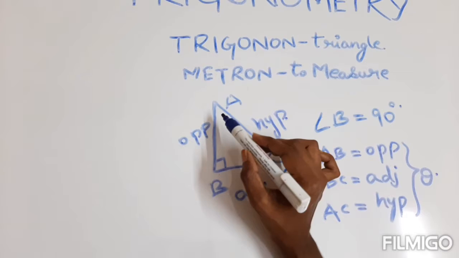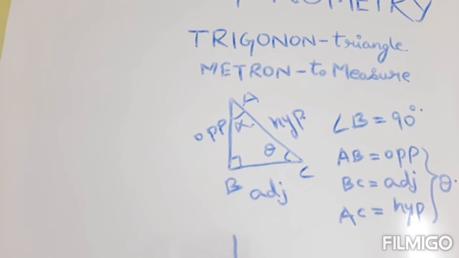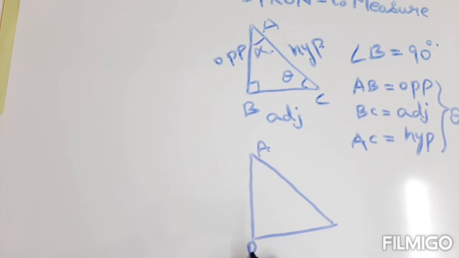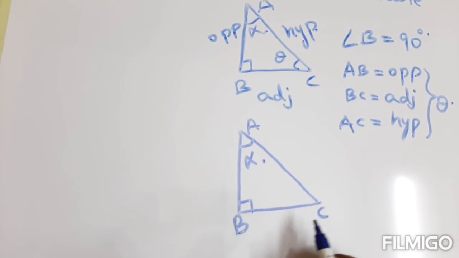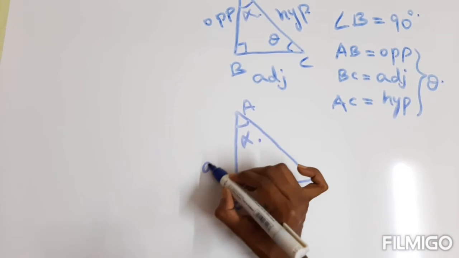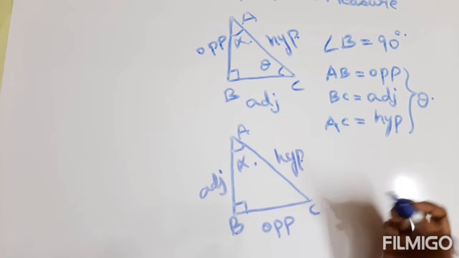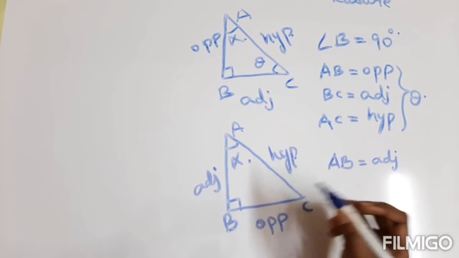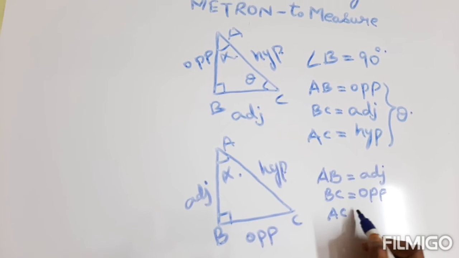If we take the angle A as alpha, the names of these sides will change. Let me draw the triangle again. I am naming it ABC. Now the side BC becomes the opposite side, AB is the adjacent side to the angle alpha, and AC is the hypotenuse.